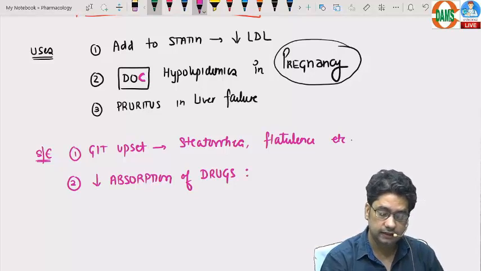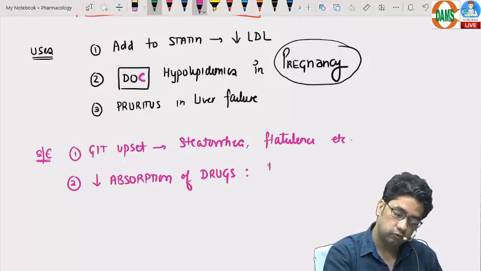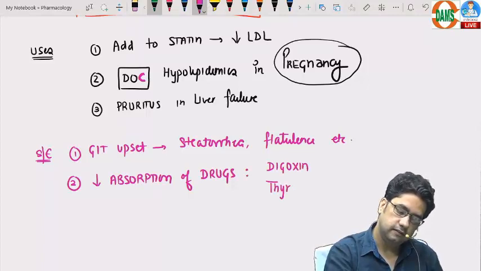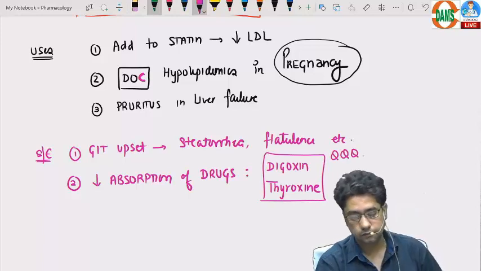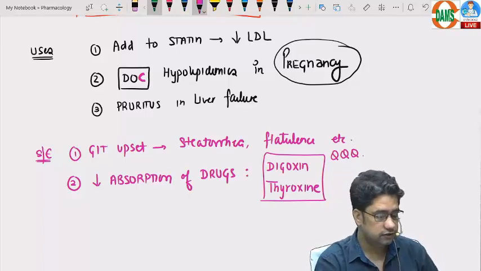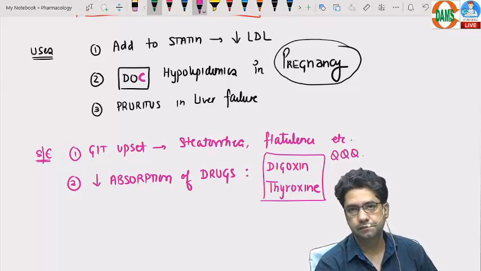Now, they decrease absorption of drugs. Just remember two drugs. Digoxin. Second, you will write thyroxine. There is a huge list, but try to remember only these two drugs. Digoxin, thyroxine. Okay.